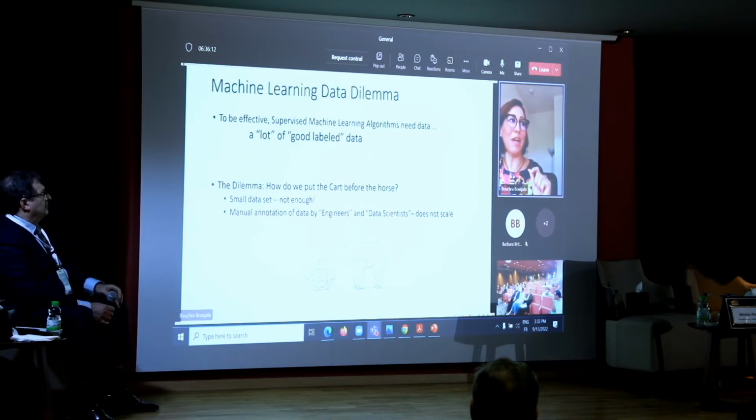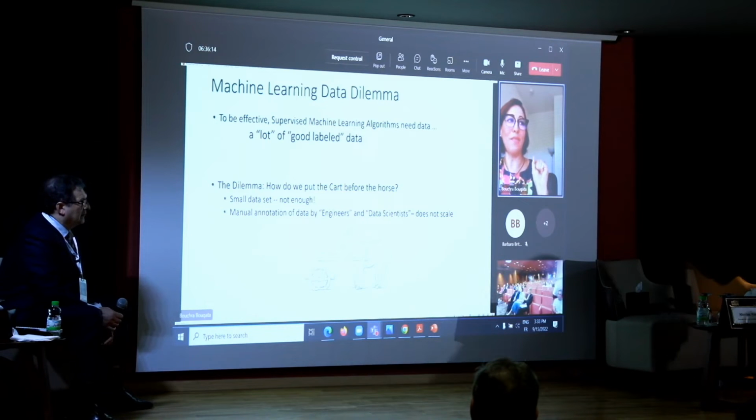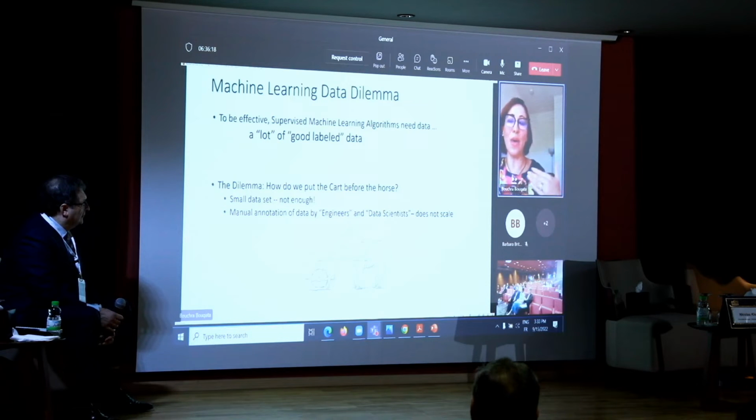So here I call it the dilemma of the carriage before the horse. You need to have a good algorithm so that you can deploy it, but you cannot have a good algorithm because you need data. But in order to get data from the wild, you need to have a good algorithm. So how do we solve this?